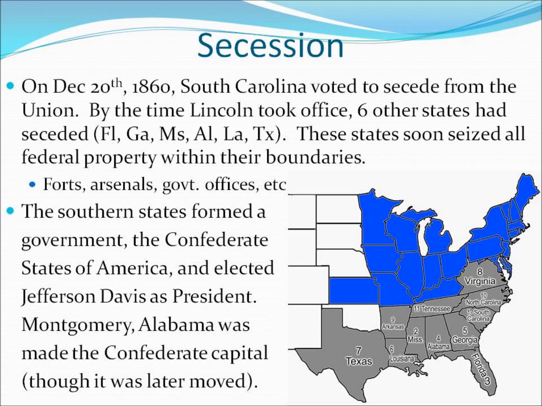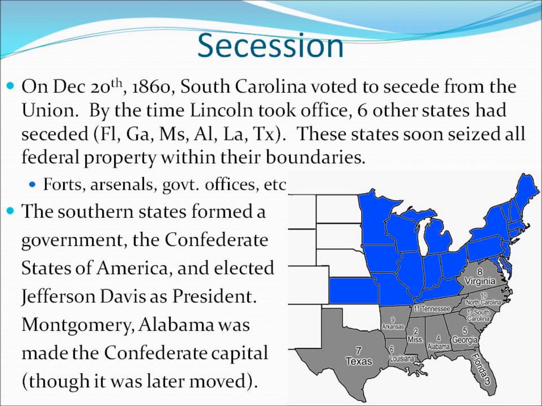In the 3 months between this point and when Lincoln takes office in March, 6 other southern states have seceded from the Union, and these are going to be the 6 other Deep South states. So we've got Florida, Georgia, Alabama, Mississippi, Louisiana, and Texas. So the 7 southernmost states secede from the Union. And at this point, there are 7.